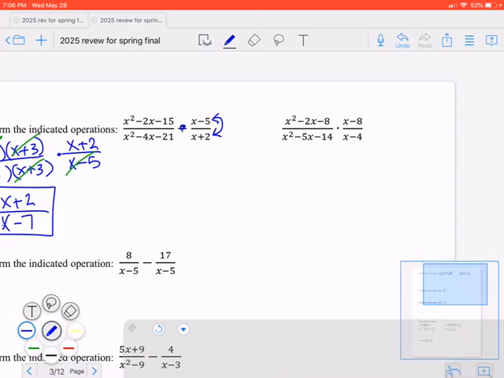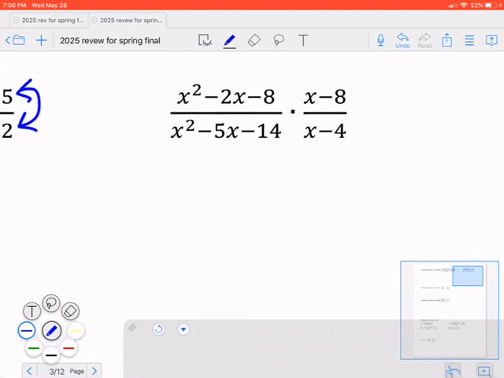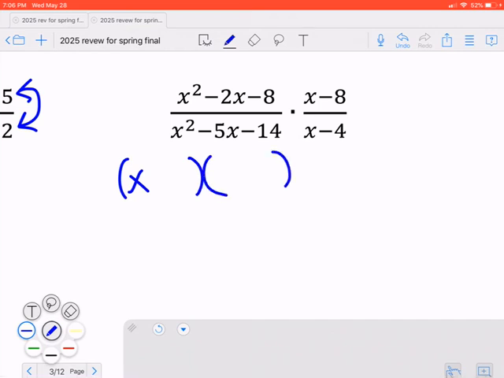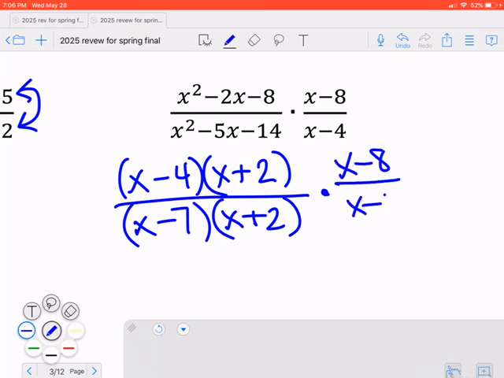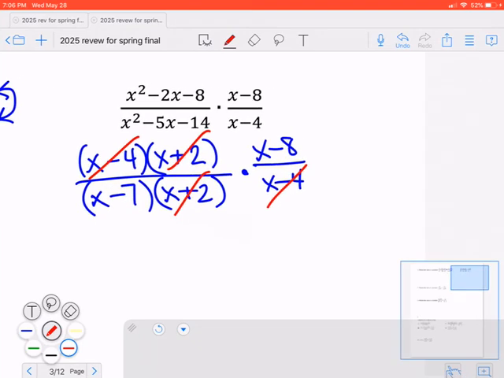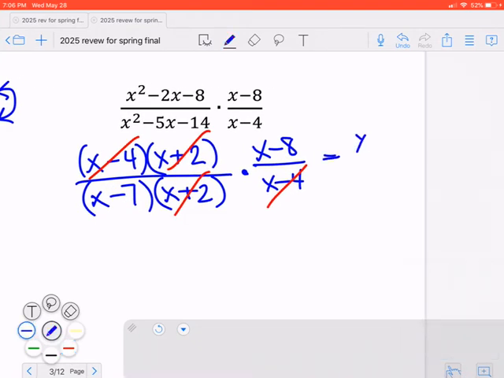And multiply, we don't have to flip anything, it's multiply. So we're factoring the numerator. That would be a -4 and a plus 2. And on the denominator, that would be a -7 and a plus 2, times x minus 8 over x minus 4. The x minus 4's cancel, the x plus 2's cancel. Final answer, x minus 8 over x minus 7.